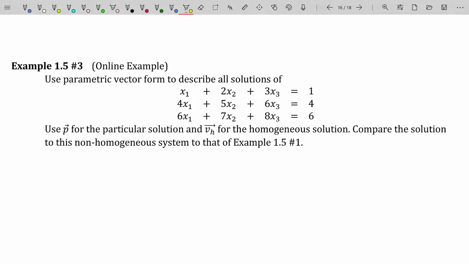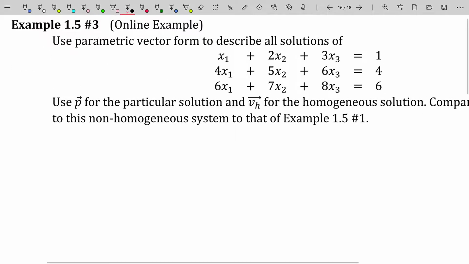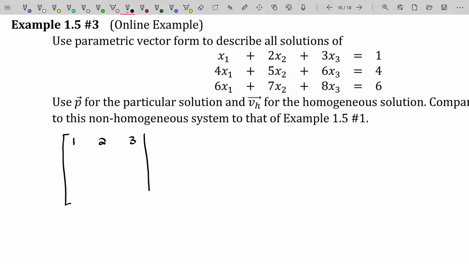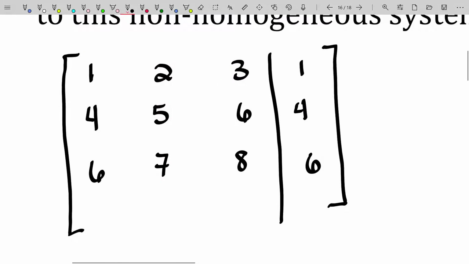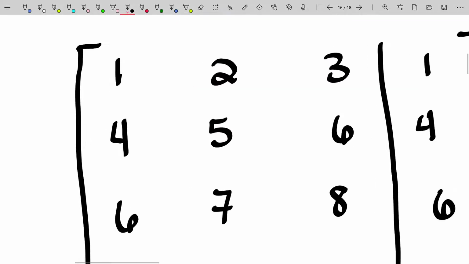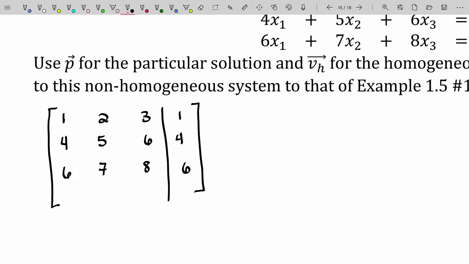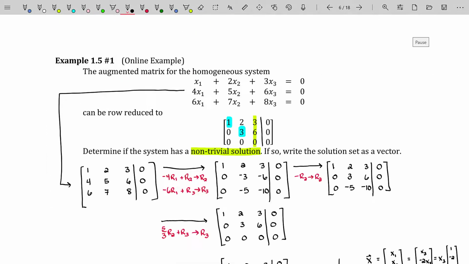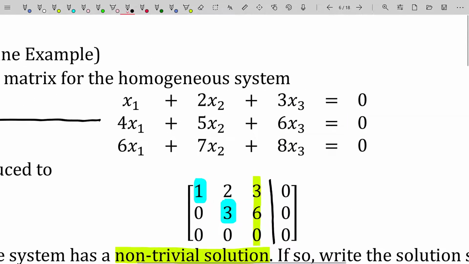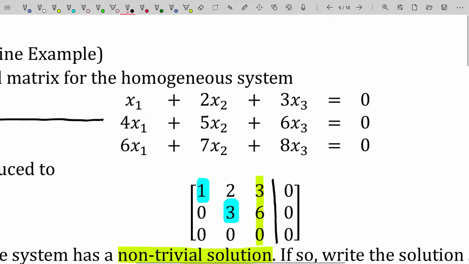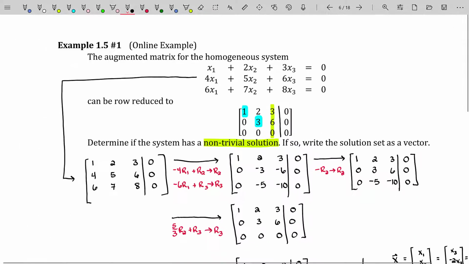Now, because we are online, I can quickly do the row reduction here, but let's at least get it into an augmented matrix. So let's do that right now. Now, I want to draw your attention to something before we jump too far ahead. The coefficient matrix, 1, 2, 3, 4, 5, 6, 6, 7, 8, actually comes from a previous example. That's this guy right here. This is the homogeneous version of what we're dealing with in this new problem.